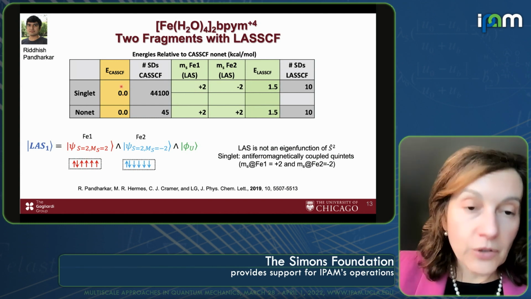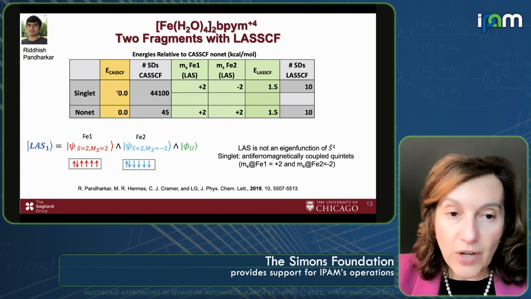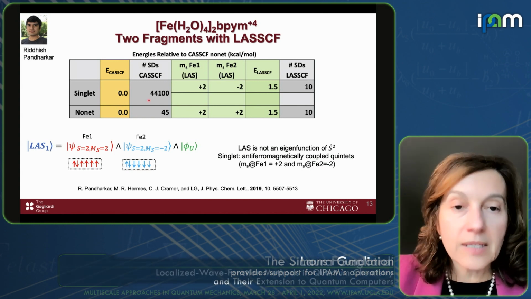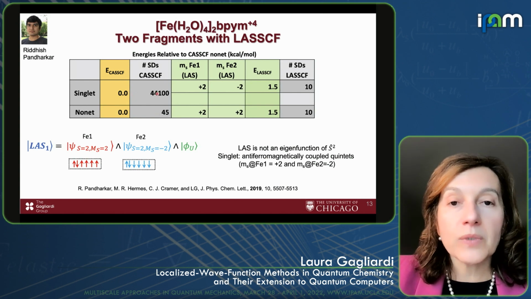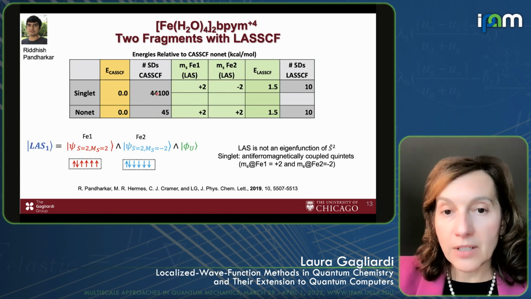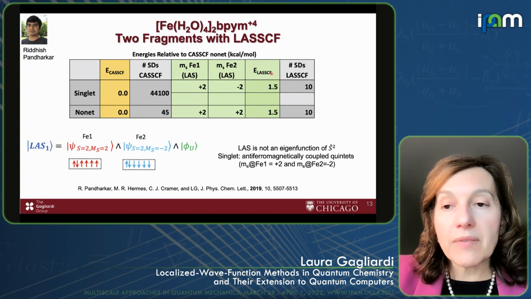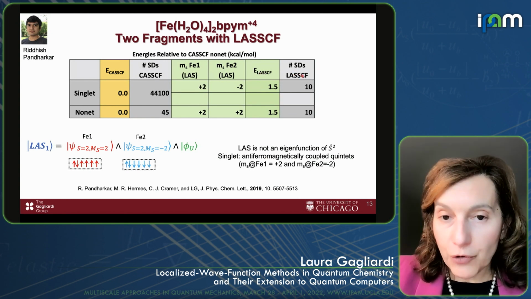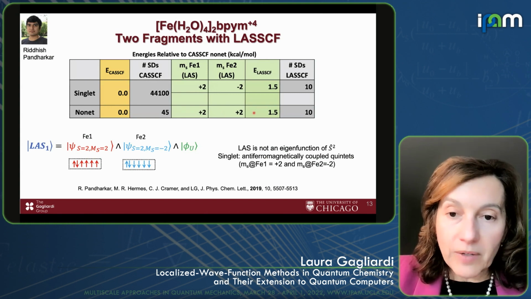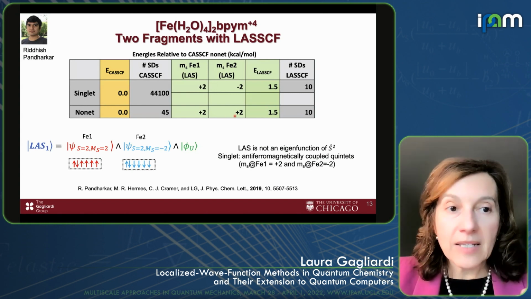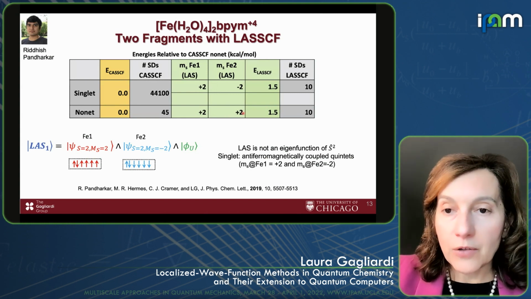So according to CAS-SCF, and they should be degenerate, they are, and this is the number of Slater determinants corresponding to the singlet and non-net state with the CAS 12 in 10. And now here we have the LASSCF wave function. And the non-net, there is only one trivial way to obtain a non-net. You have an MS +2 on each iron atom.